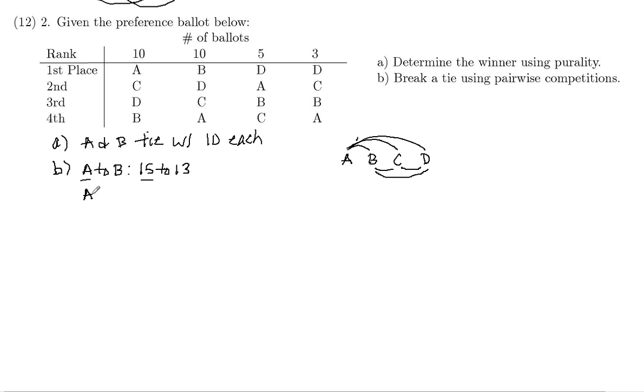Then we've got A to B. Then we got A to C. Why don't we just list all these out to start? A to C. Then we've got A to D. And then let's see, B to C, B to D. And then C to D.